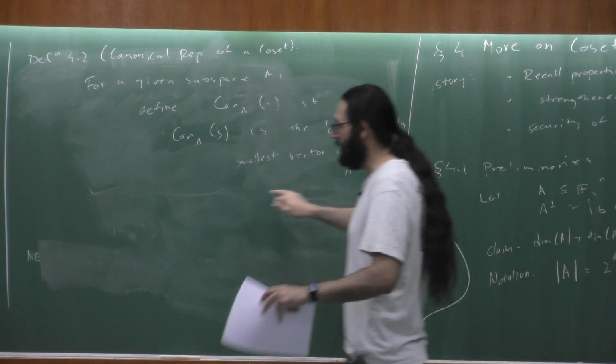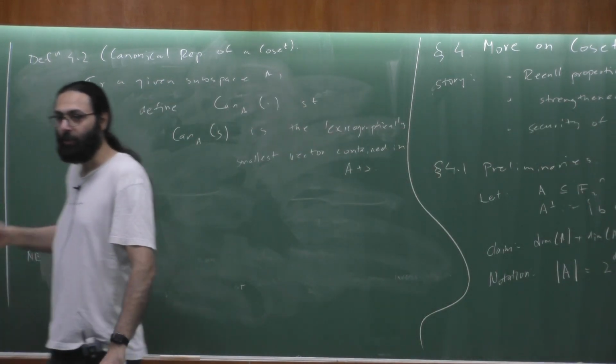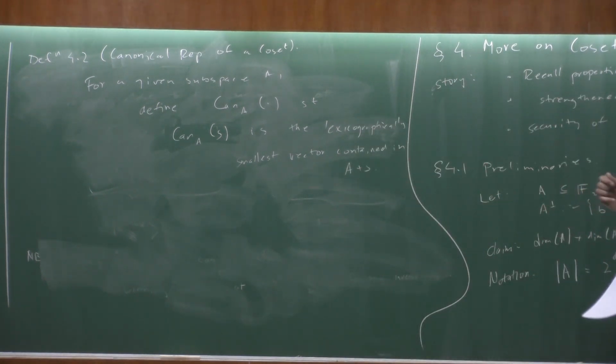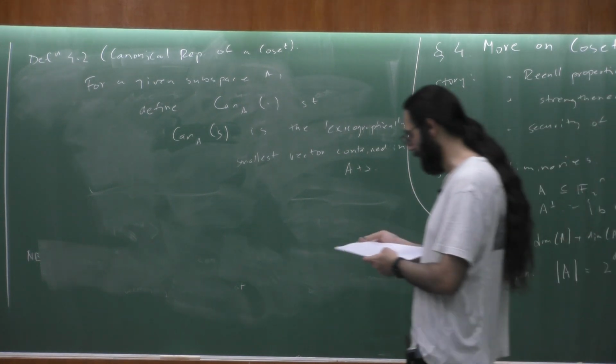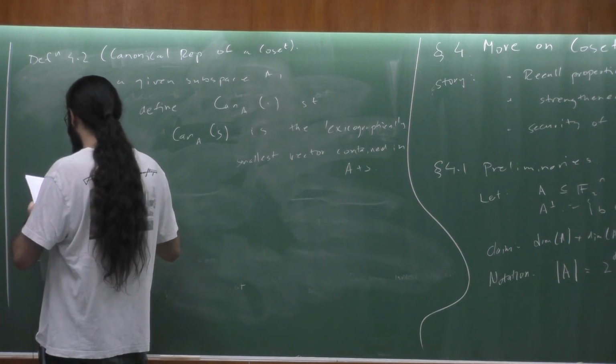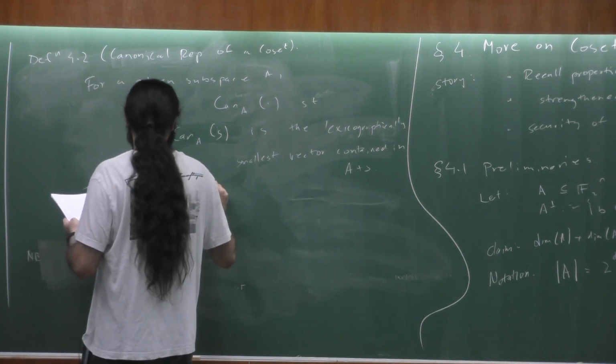So A plus S is just this set, and then you look at the smallest one lexicographically written. If it's binary, like 0, 0, 1, for example, would be smaller than 0, 1, 0, whatever. So you just find the dictionary order, you find the smallest. Okay, and this vector is called the canonical vector.